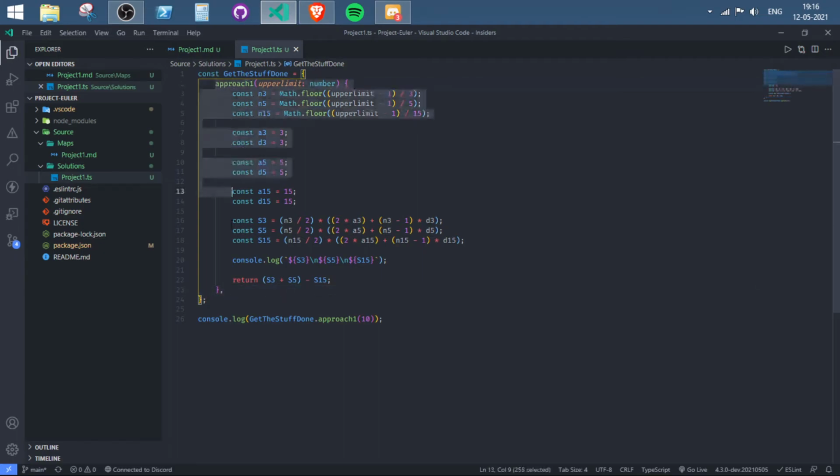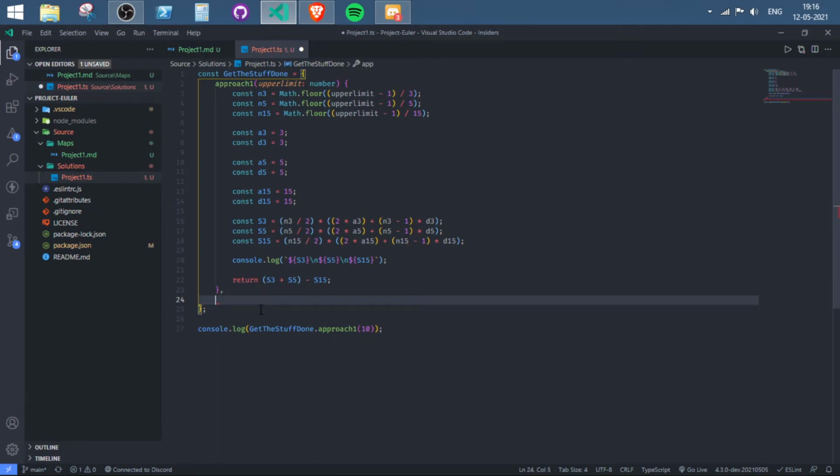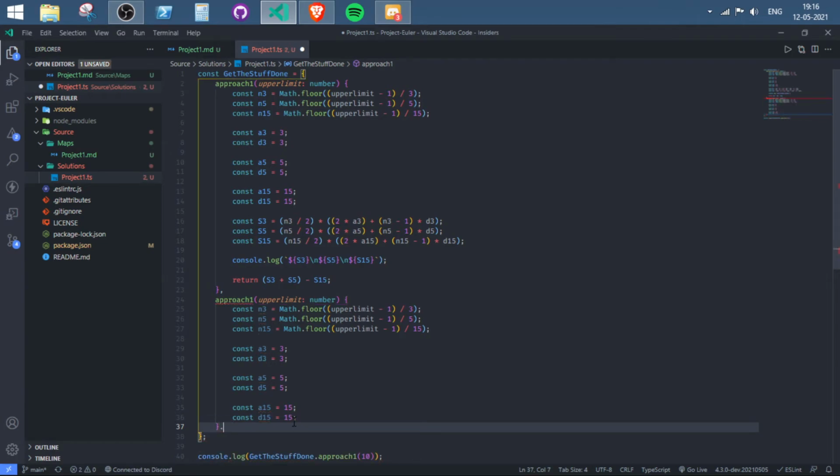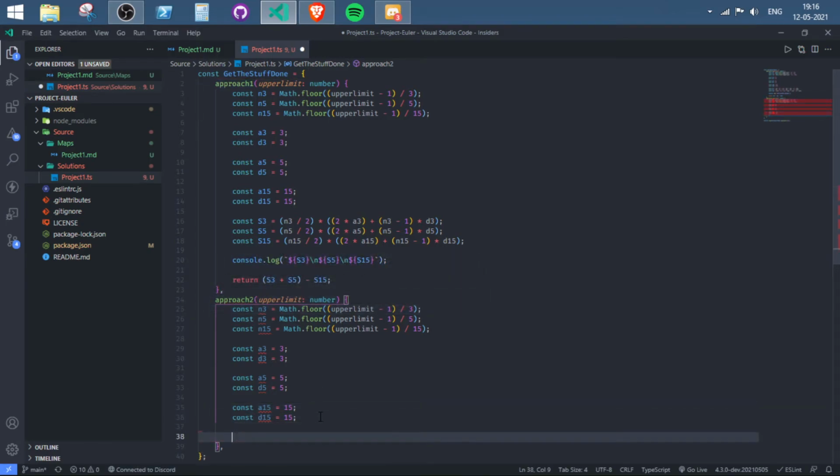Now I'm just gonna copy all this, or actually just this. Paste it here, put the bracket, and just rename it to approach 2. Fine by me. Now we are gonna find the nth term as well, and yeah, so the nth term can be found out pretty easily.